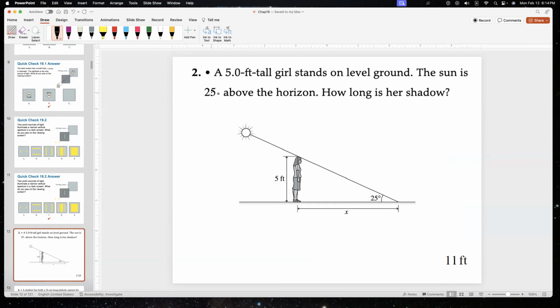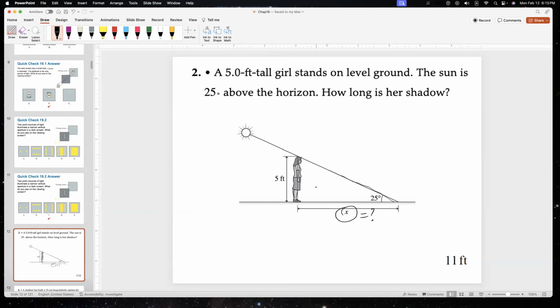So how long is her shadow? Okay, guys. So her shadow is going to be this long here. It's going to be X, basically it's asking for X. So this drawing that you see right here was not in the book. It's a drawing that we get in the instructor solution manual. You don't get this drawing.